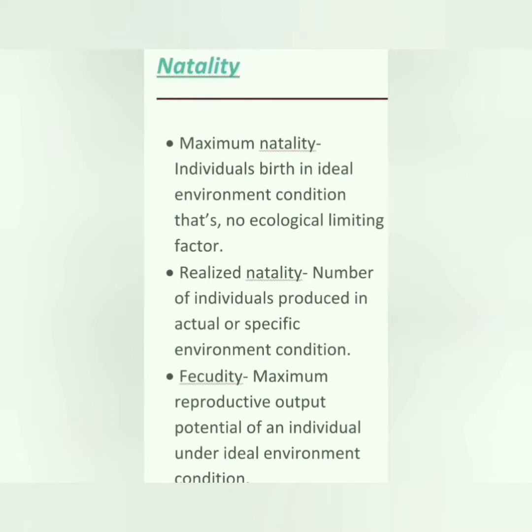Natality may be maximum natality or ecological natality. What is maximum natality? It is the number of individuals born in an ideal environment, that is, in the absence of ecological limiting factors. The second one is ecological natality, also known as realized natality. It refers to the number of individuals produced in actual or specific environmental conditions. The third one is fecundity. The maximum reproductive output potential of an individual under ideal environmental conditions is known as fecundity.